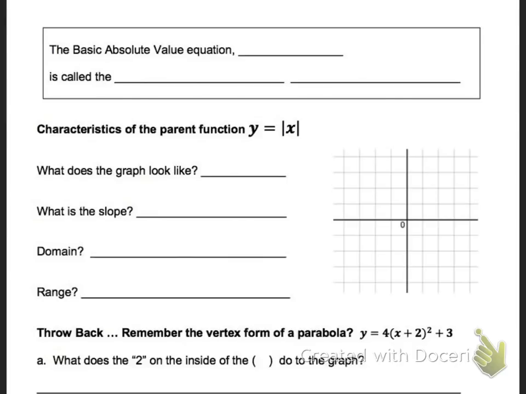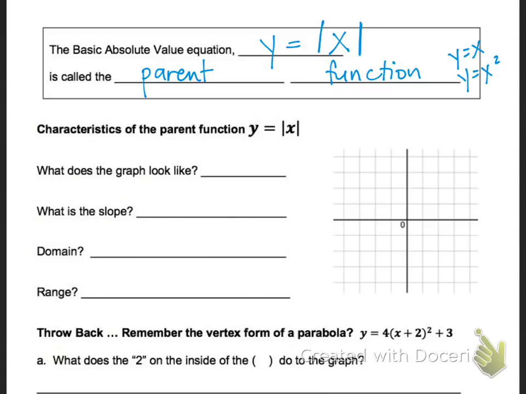So the basic absolute value equation, just very basic, is y equals absolute value of x. And we call that a parent function. We've actually learned several parent functions so far this year. You may not have even noticed, but the parent function of a line is y equals x. And the parent function of a parabola is y equals x squared. So when I reference a parent function, all I'm saying is the most basic form, without any transformations added to it. So no shifting left or right, up or down, no stretching, condensing, none of that. It's just the most basic absolute value equation. And then we'll add transformations to that later.